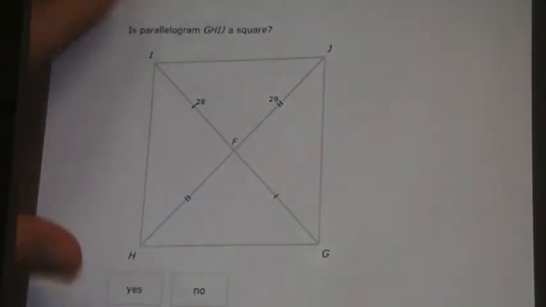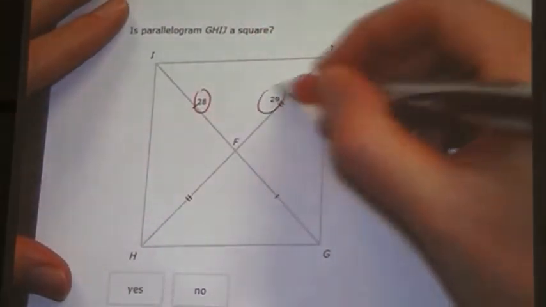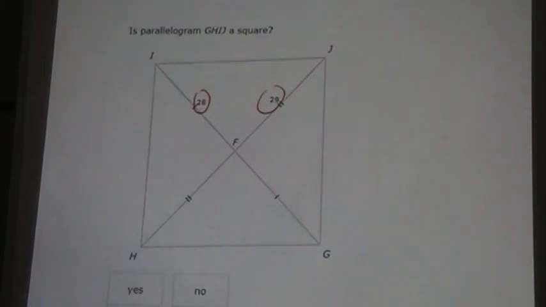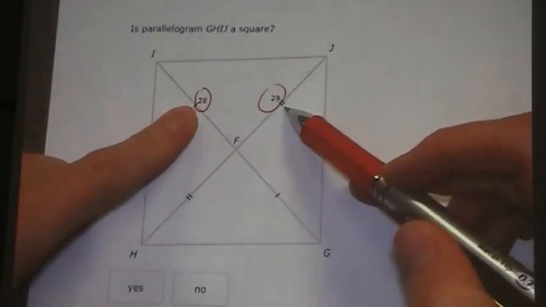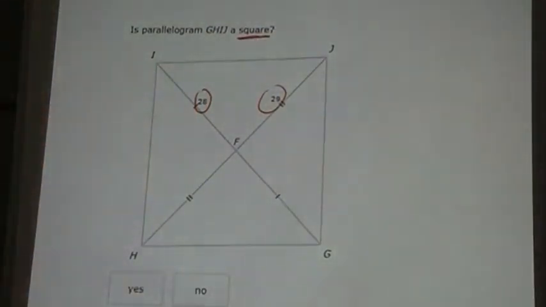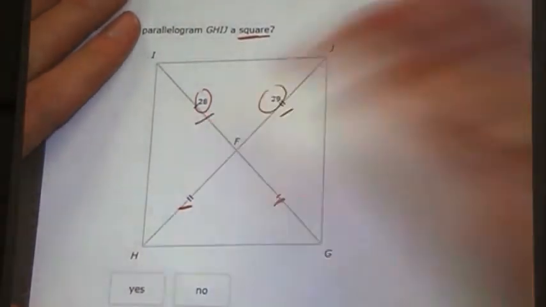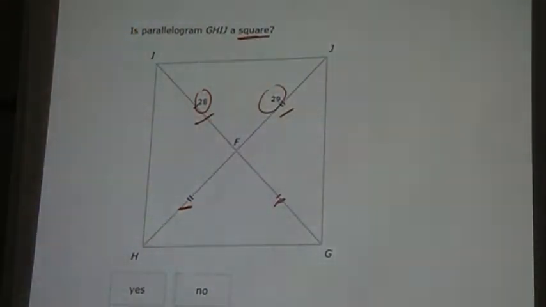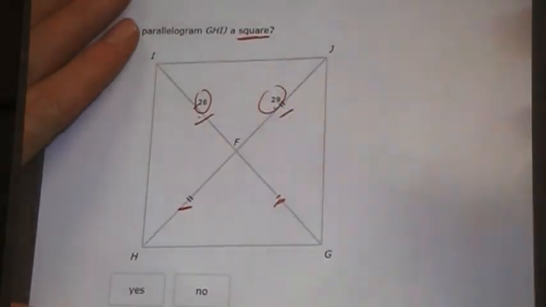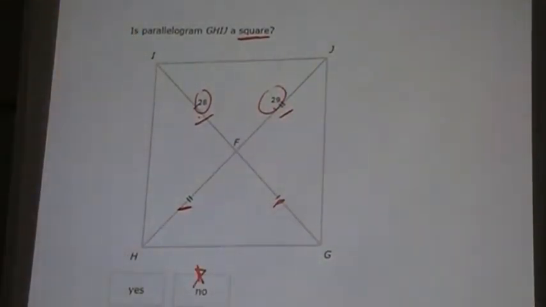Is this guy a square? Well, first thing we know is these diagonals are going to be different because we have a 28 and a 29. Remember, a square needs to have rhombus properties and rectangle properties. Rectangle properties make all the bisected diagonals congruent. They are clearly not. We have 28 and a 29, so this is a no. Nope, that's not going to be a square.